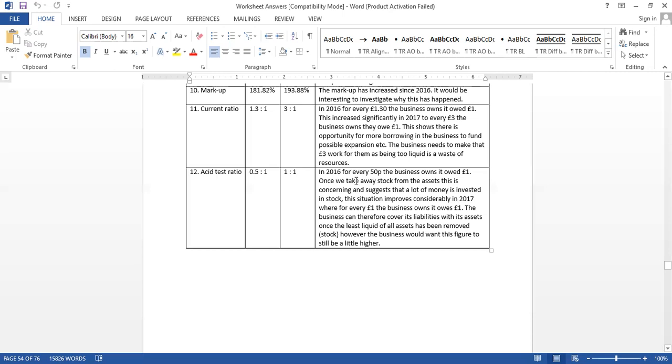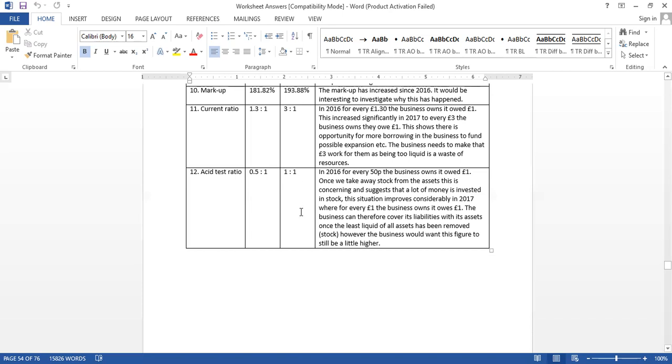In 2016, for every 50 pence the business owned, it owed £1. Once we take away the stocks from the assets, this is concerning, as it suggests that a lot of money is invested in stocks. The situation improves considerably in 2017, where for every £1 the business owned, it owes £1, 1:1. One quick asset to one current liability. The business can therefore cover its liabilities with its assets once the least liquid of all assets, like stocks, has been removed.